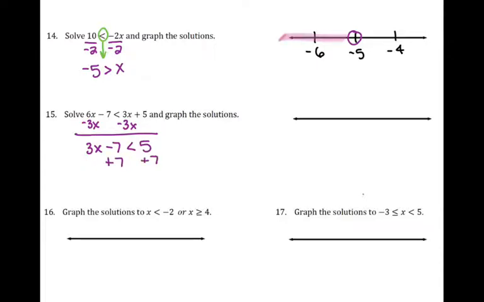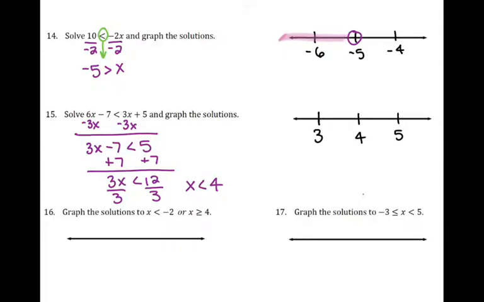Add 7 to both sides. That gives me 3x is less than 12. Divide by 3. And this time I do not need to flip because I'm dividing by a positive 3. So I have x is less than 4. Okay, I'm going to put my 4 right in the middle, numbers on both sides, and it's telling me that x is less than 4.